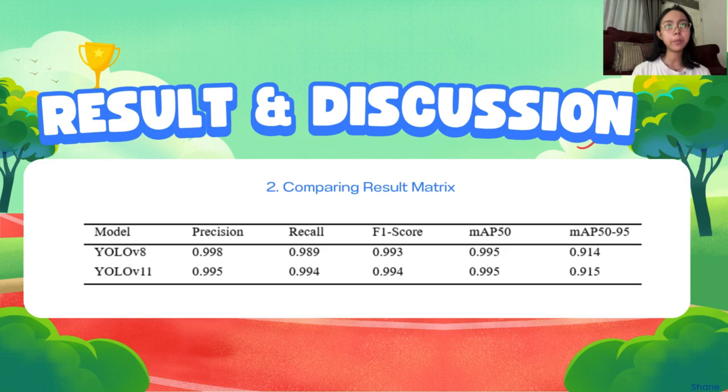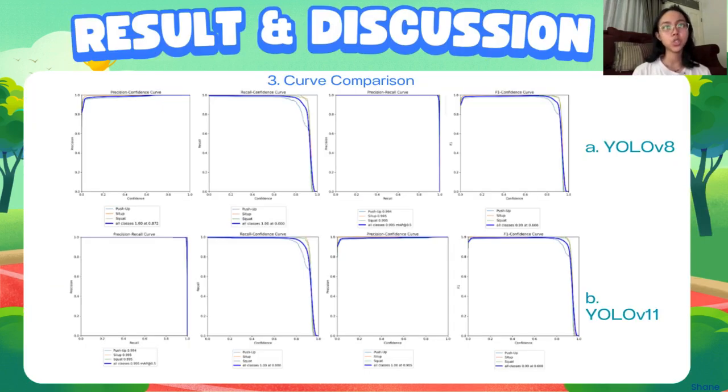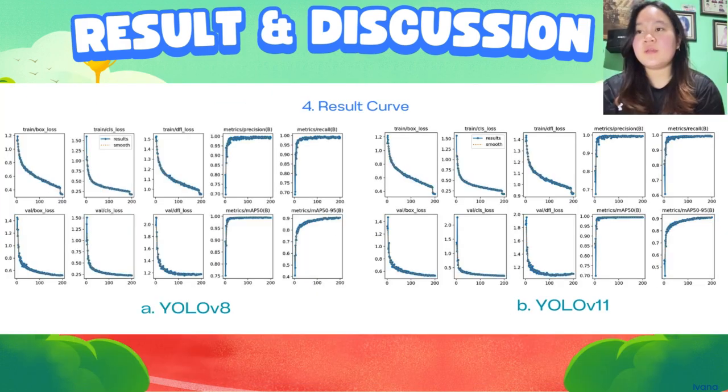Both achieve the same mAP50 value of 99.5%, but YOLOv11 is slightly better at mAP50 to 95. The training curve also shows that YOLOv11 has more stable results and better generalization. The figure shows that YOLOv11 performs better with more stable precision, recall, and mAP values above 0.9. On the other hand, YOLOv8 is lower and less consistent, and overall, YOLOv11 has better training performance and accuracy.